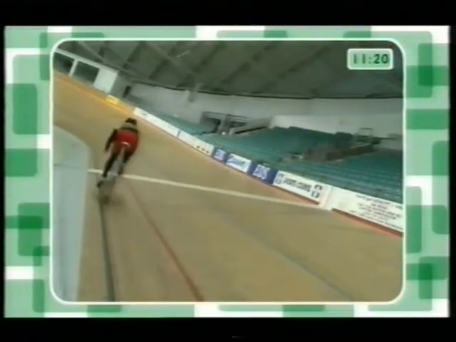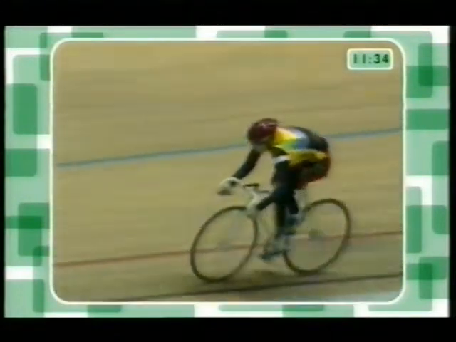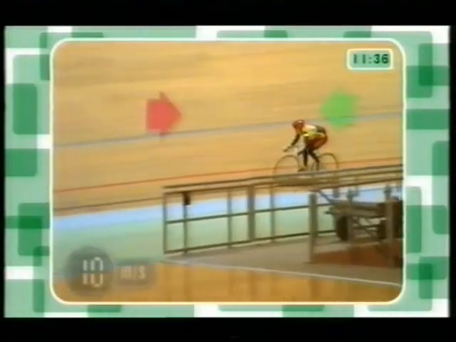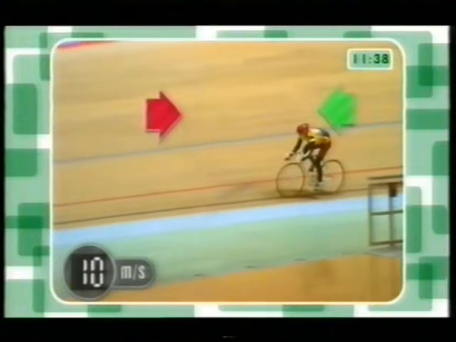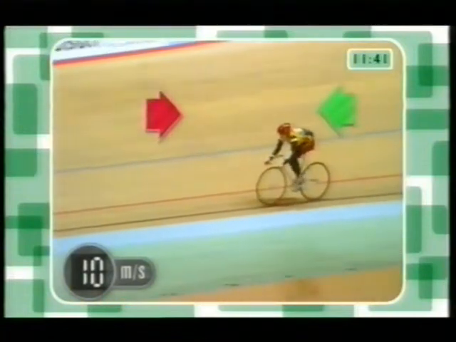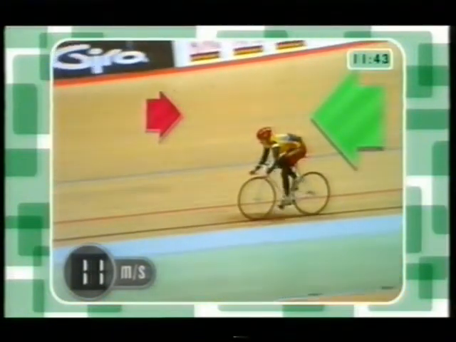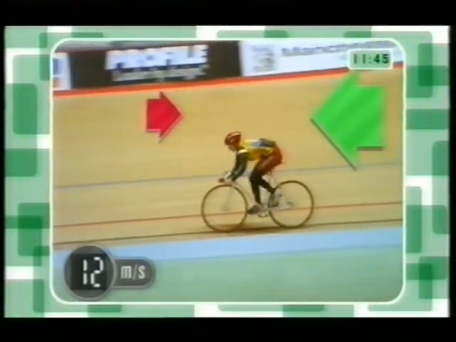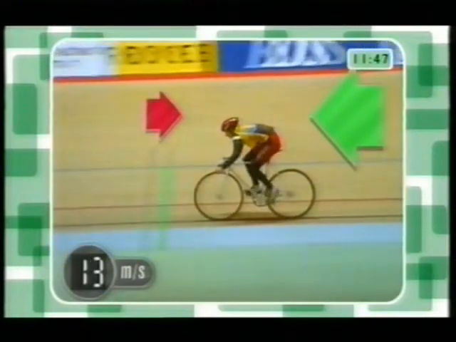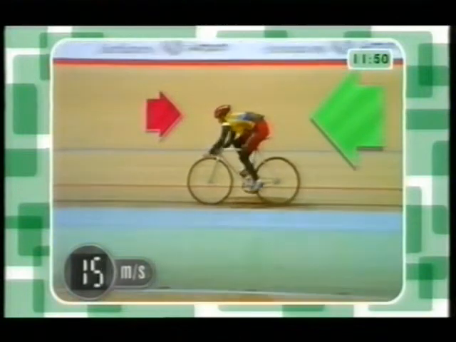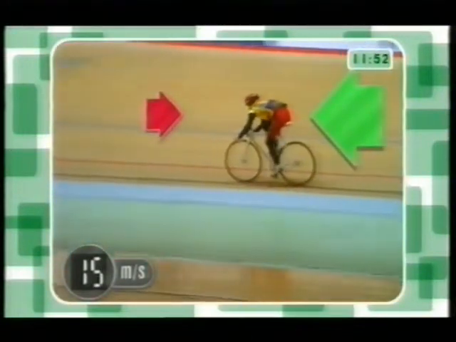What does our cyclist have to do to go faster? What has to happen to the forces? As she pedals faster, the forward force increases. The forward force and the opposing forces are no longer balanced, so the speed of the bike changes. It rises to 15 meters per second.